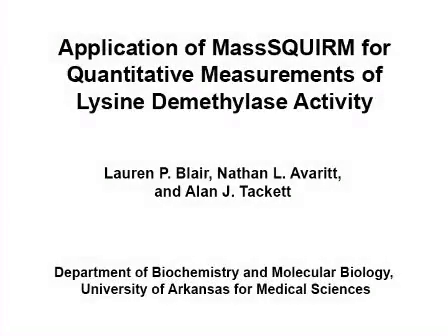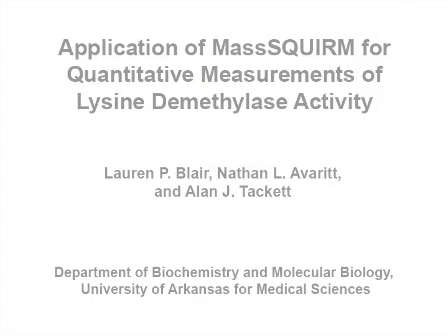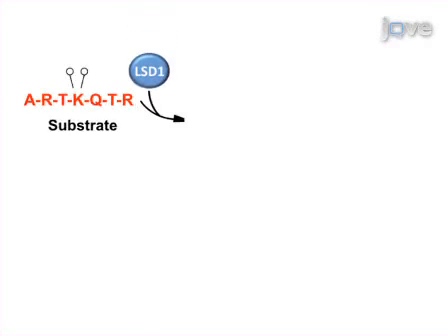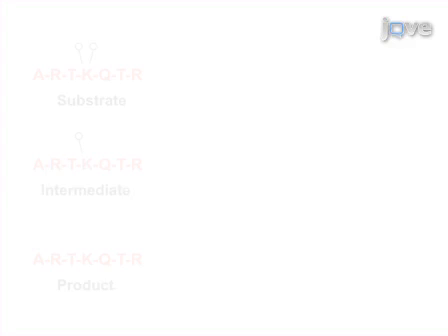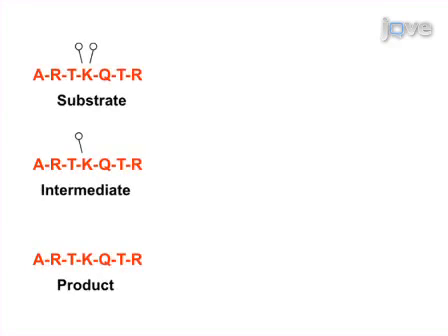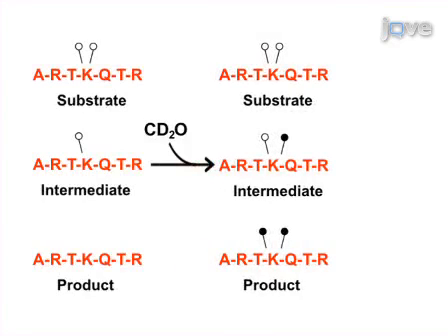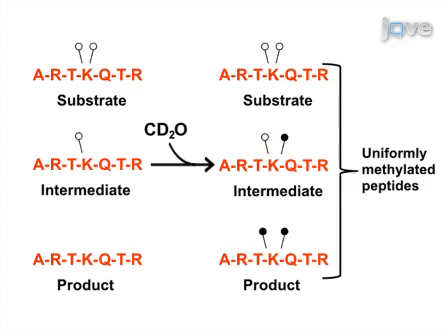The MassSQUIRM protocol aims to quantify lysine demethylase activity using isotopic methylation and MALDI mass spectrometry. First, perform enzyme-catalyzed demethylation reactions on peptides containing methylated lysine residues. Then, chemically methylate the peptide products of the demethylase reaction with deuterated formaldehyde to produce uniformly methylated peptides that ionize the same way by MALDI.